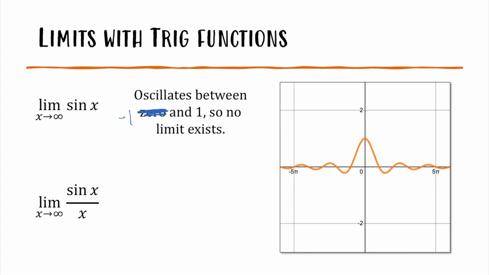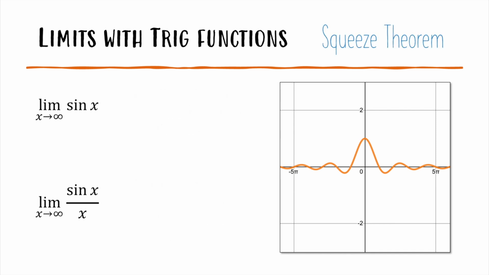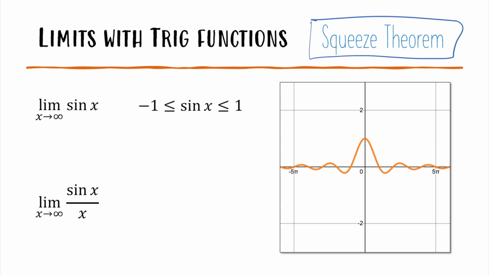Here's the graph of that one, and it's still oscillating, isn't it? But it's getting closer and closer to a value. What value is it getting closer and closer to? And how do we prove that? Well, happily, we have the squeeze theorem we can use. So let me show you how this works.